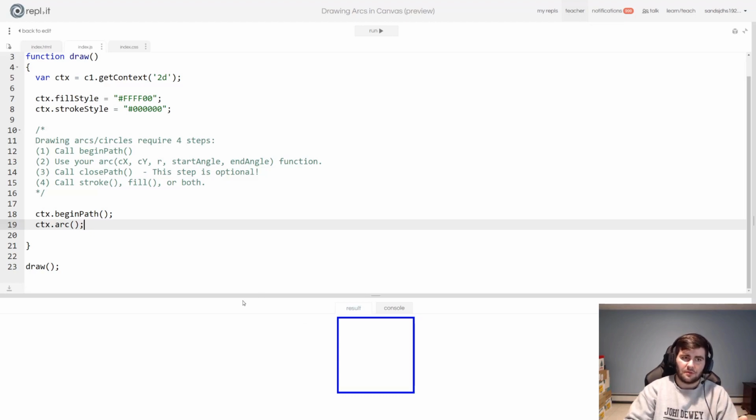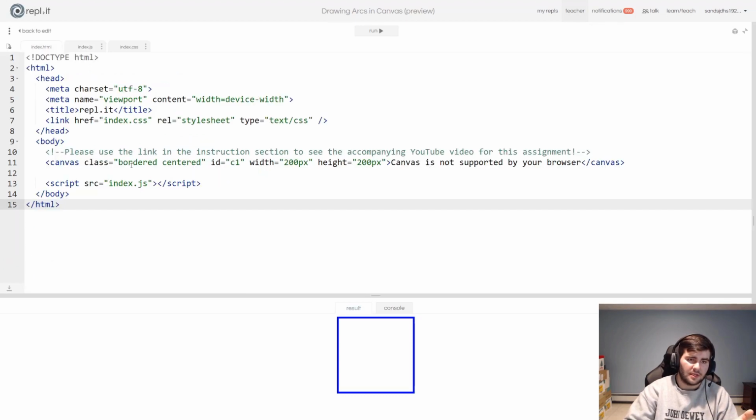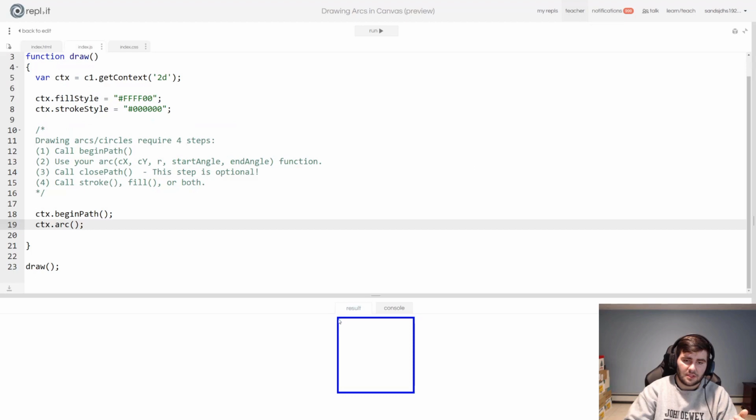How do we know that information? Well, firstly, in the index.html, we know that this is a 200 by 200 canvas. That's the dimensions of this. So we also know that the top left corner of our canvas is at 0, 0. We talked about that yesterday and the day before. And so if I wanted to get in the center, I'll have to move 100 units over, half the total width, and 100 units down, half the total height. So my cx should be 100, as should my cy.